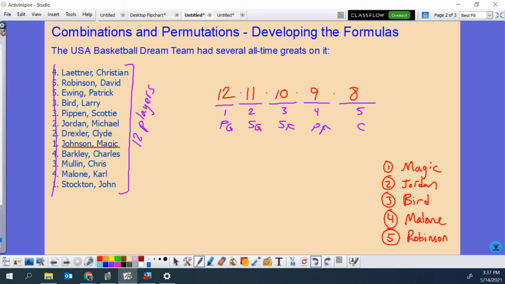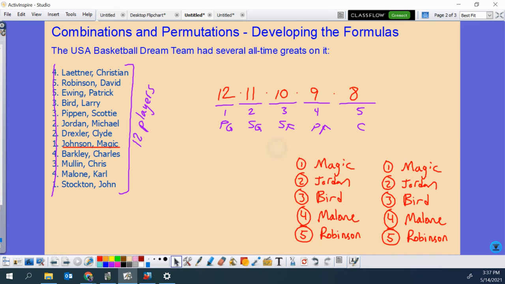Well, first of all, I just want to point out what we just counted. We counted again how many different lineups are possible, where the position matters. So this lineup here is different than if I switched, let's say, just Magic and Jordan and kept everything else the same. So let me take this and duplicate this here. And let's just switch Magic and Jordan.